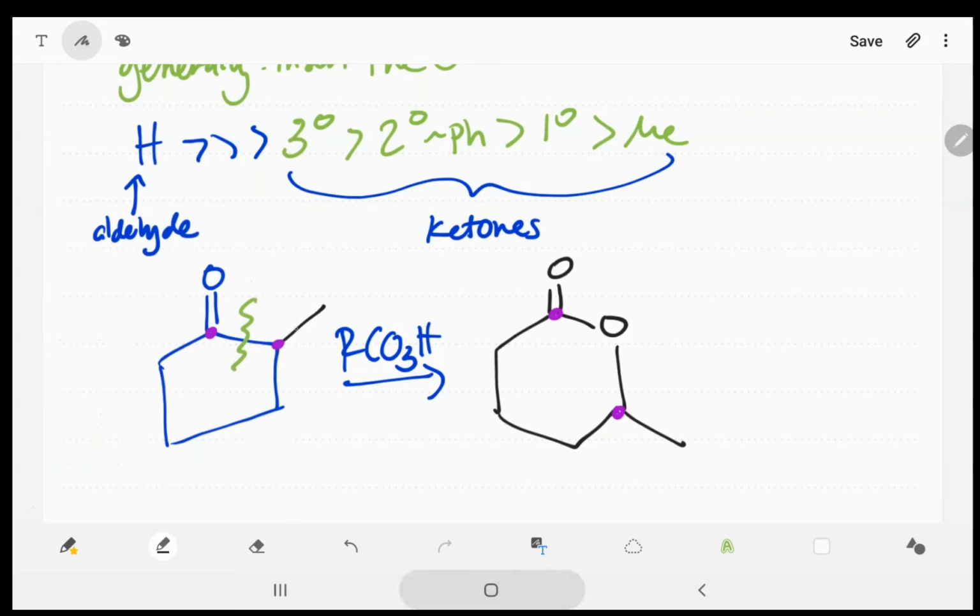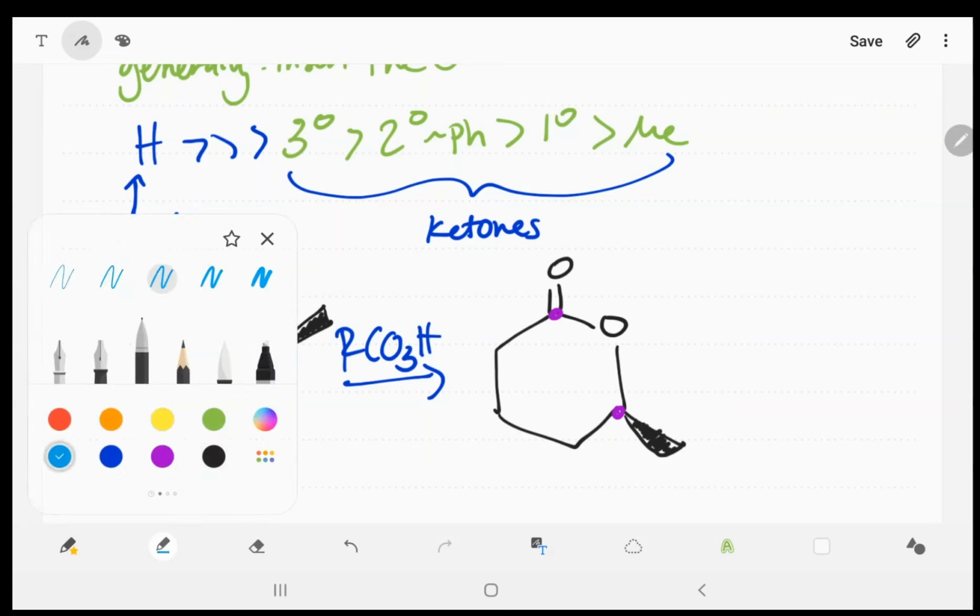And if we were to have some chirality here, it would stay as well. Alright, so it's a pretty standard reaction, pretty straightforward. You just insert an oxygen into your ketone, and you'll end up just kind of sandwiching it in there, and it'll go towards the more substituted side in your molecule. Alright, and you make an ester.